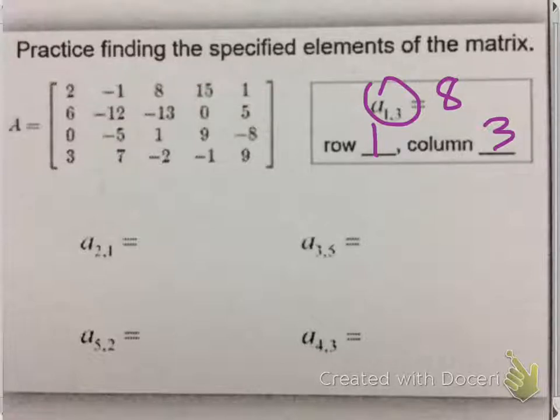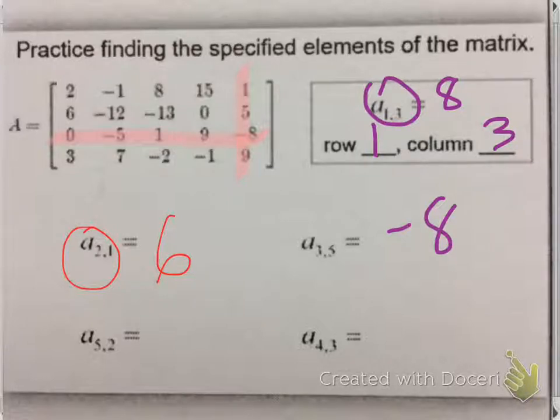And then we're just going to keep doing it again. So here's row 2, column 1. Here's row 2. Here's column 1. Where they intersect is the number 6. So my answer there is going to be the number 6. Next one is 3, 5. So row 3, column 5. So that will be a negative 8.